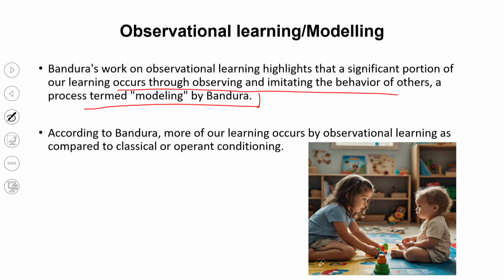But Bandura said a lot of human learning, and it is there in animals also, happens through observing others, which he called modeling. According to Bandura, more of our learning occurs by observational learning as compared to classical and operant conditioning. Those learnings are also there, but observational learning happens comparatively more in the context of human life.